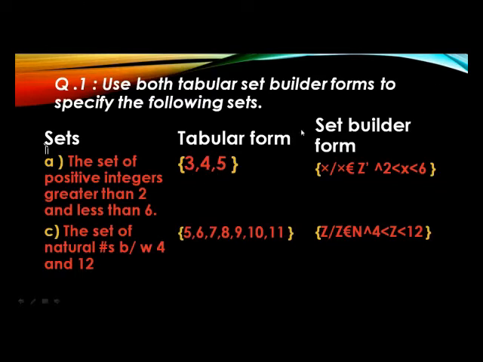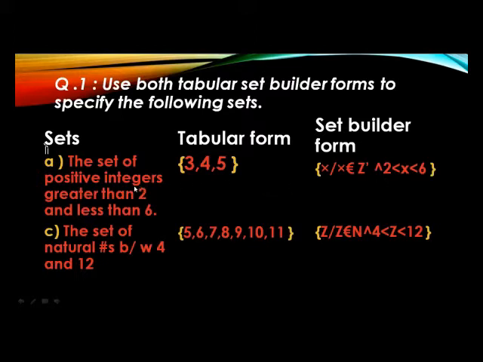Then, according to the instruction, the next is set builder form. For all numbers, we say X such that X belongs to Z, because we know here we have positive integers. For integers, we have the name of the set as Z. So that's why we write here Z. So the first statement tells X such that X belongs to Z. Then put the comma. This symbol is specified for AND.